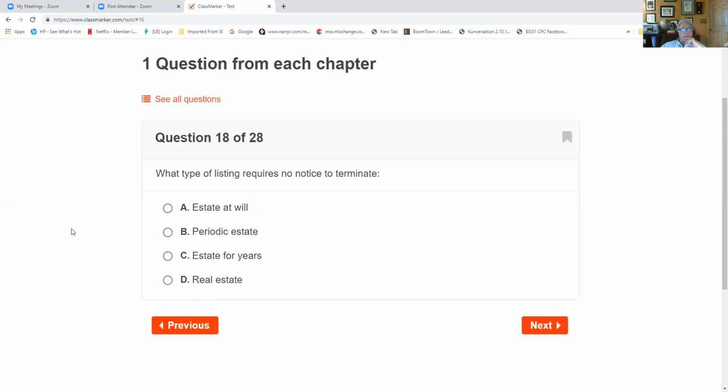This is the chapter on listings. What type of lease requires no notice to terminate? And it is an estate for years. We do have a typo here. This should say lease. This should say what type of lease requires no notice to terminate. And that is an estate for years.